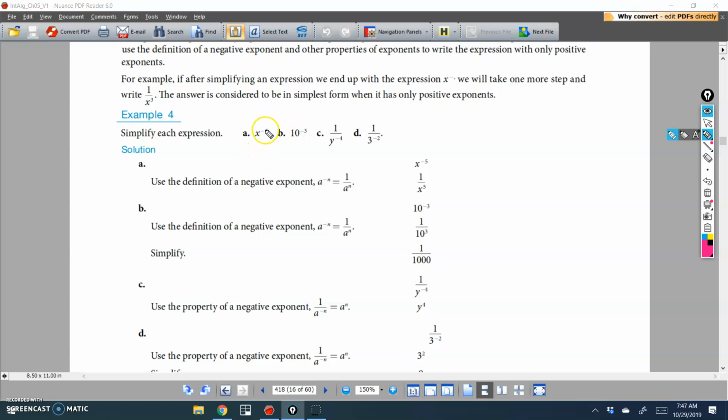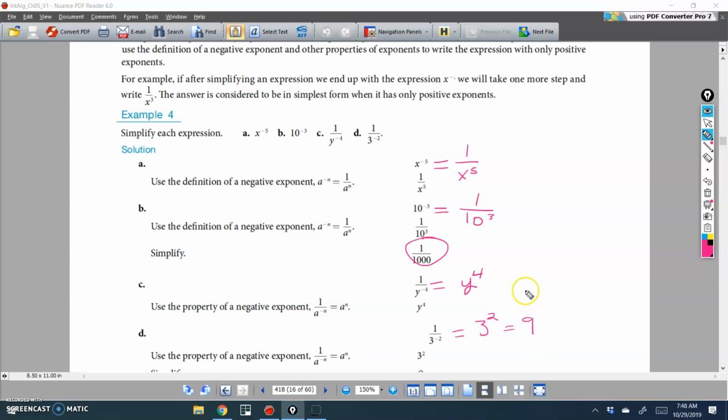So for a, x to the negative 5, flip over x to the 5th. 10 to the negative 3rd, flip it over, 1 over 10 to the 3rd, and the exponent becomes positive when you flip it, or this is also better known as 1 over 1,000. For 1 over y to the negative 4, oh, negative exponent is in the denominator. Let's flip it up into the numerator and make it positive. Becomes y to the 4th. And 1 over 3 to the negative 2, oh, let's flip it over and make the exponent positive. This is better known as 9.